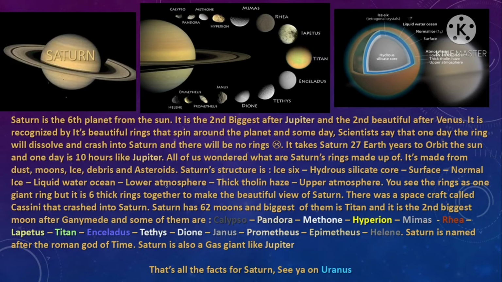I want to tell you guys a fact about Saturn that isn't routine. Saturn is made from the same elemental things that are inside the Sun. So if you put Saturn in a bathtub, it will float like a ball. And that's all the facts for Saturn. See ya on Uranus.